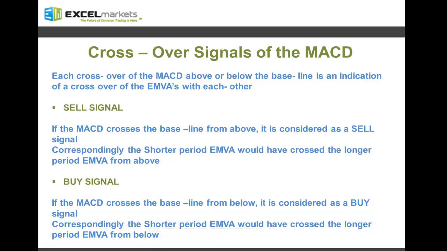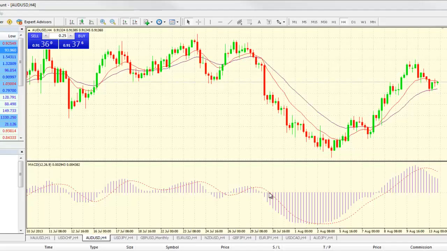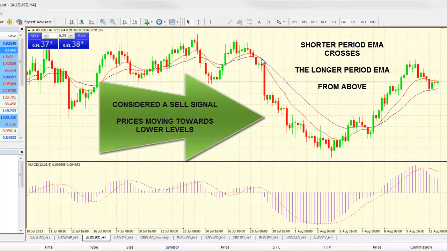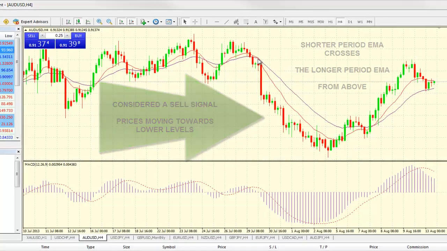Let's have a look at this on the platform. Consider this point when the MACD crosses the zero baseline from above and moves into the negative territory. Corresponding to this crossover, we see that the shorter period moving average is also crossing over the longer period moving average from above. This is what is considered as a sell signal. You can see that the prices have been trending lower since the crossover took place.